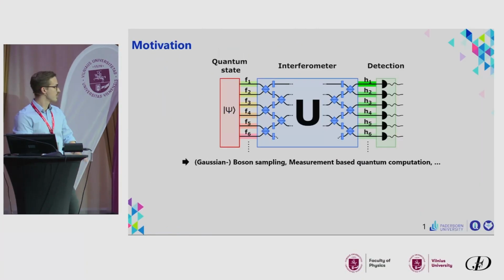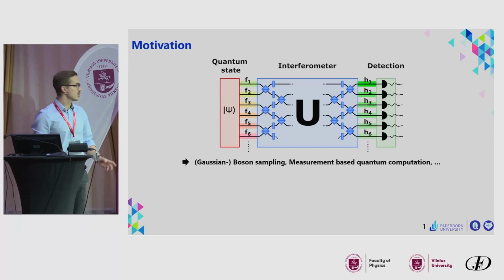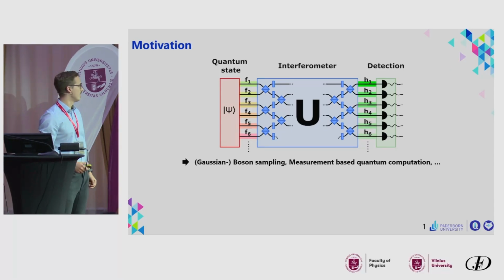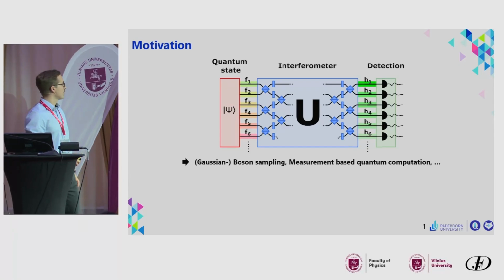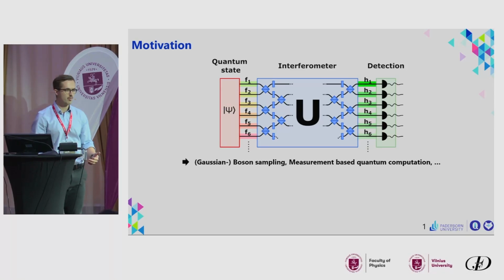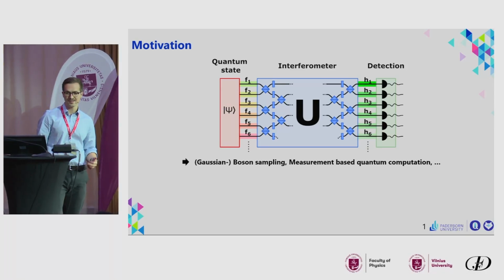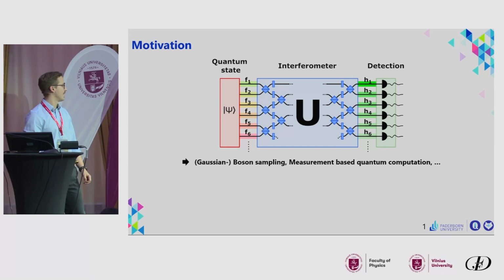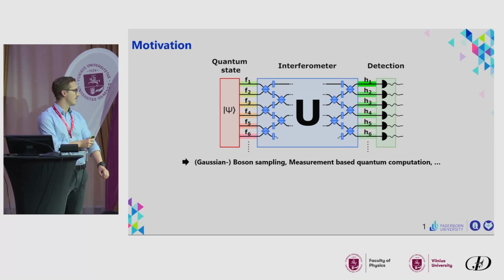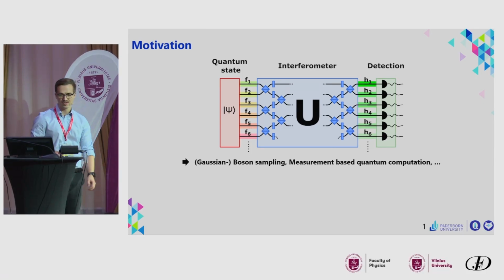So let me begin by showing you this very general picture of a linear optical quantum network, which is what we want to build in this work here. This starts with some multimode quantum input state, which is sent into a multi-port interferometer, where the state is somehow processed and then detected in the end layer. This kind of scheme is crucial, for example, for Gaussian boson sampling or measurement-based quantum computation schemes.